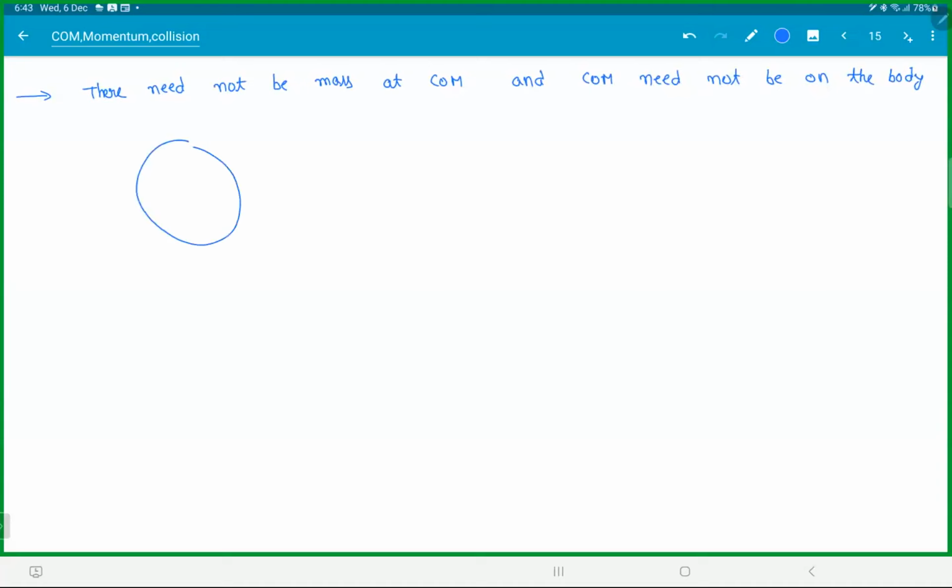For example, if you take a ring here, or if you take something like this, a boomerang, the center of mass is outside. There's no mass at the center of mass. It is not even on the body. There's no mass at the center of mass of a ring. So if you actually try to touch there, there's nothing there. So only for problem solving, right? If you take a ring, you can assume mass is acting from there for problem solving's sake.